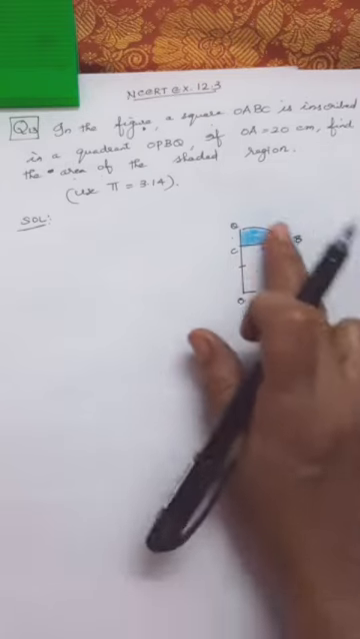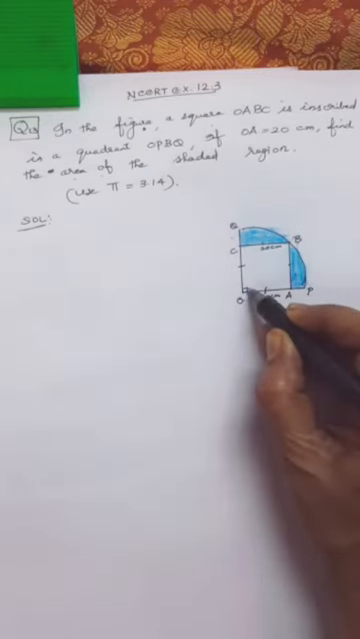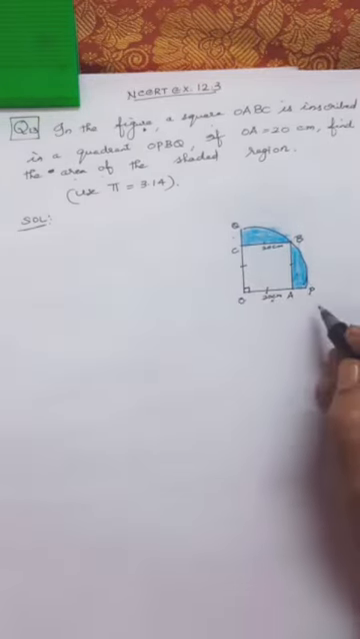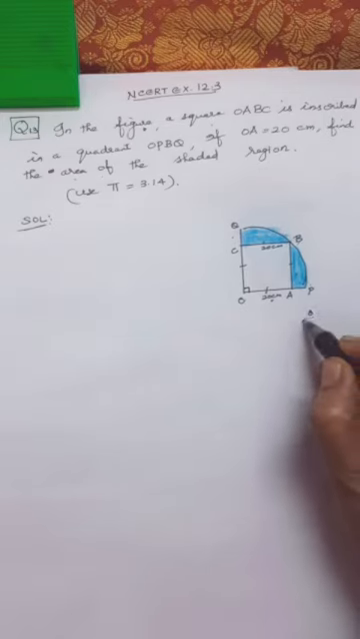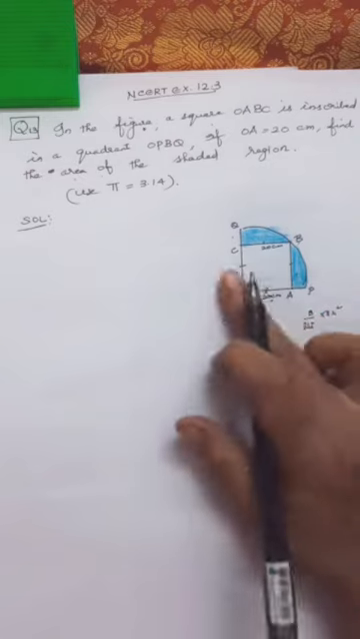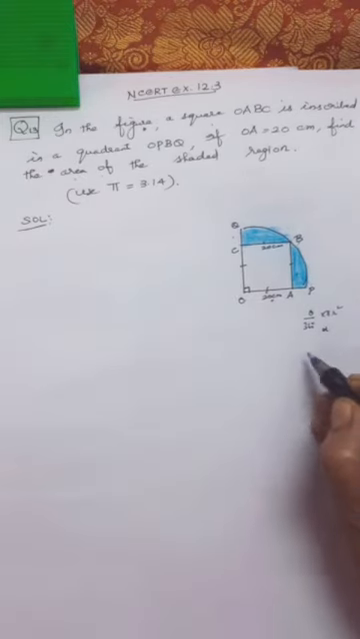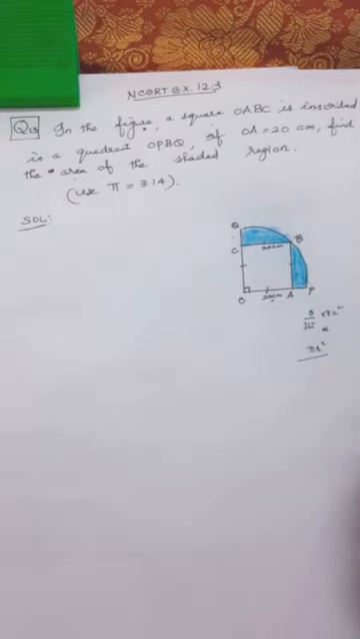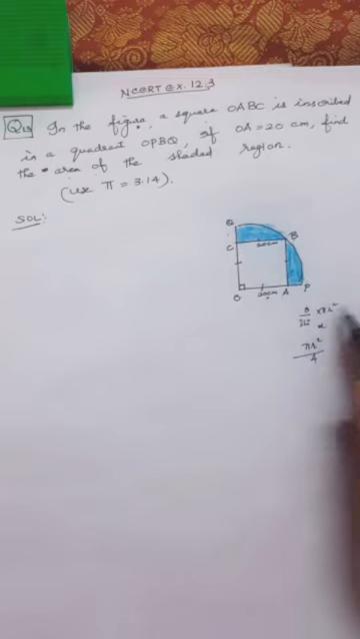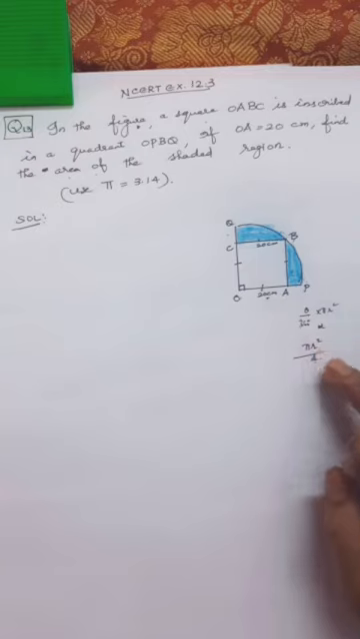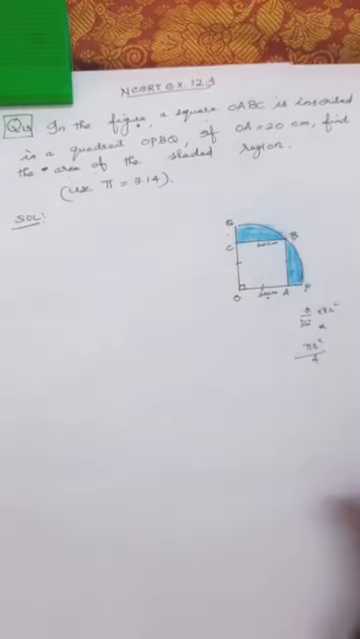If you want to find out the area of the quadrant, then you must make use of the formula theta by 360 degree into pi r squared, where theta is 90 degree, or we can make use of the formula pi r squared by 4, because you all know quadrant means 1/4 of the circle. So pi r squared is the area of the circle, divided by 4, that will be the area of the quadrant.